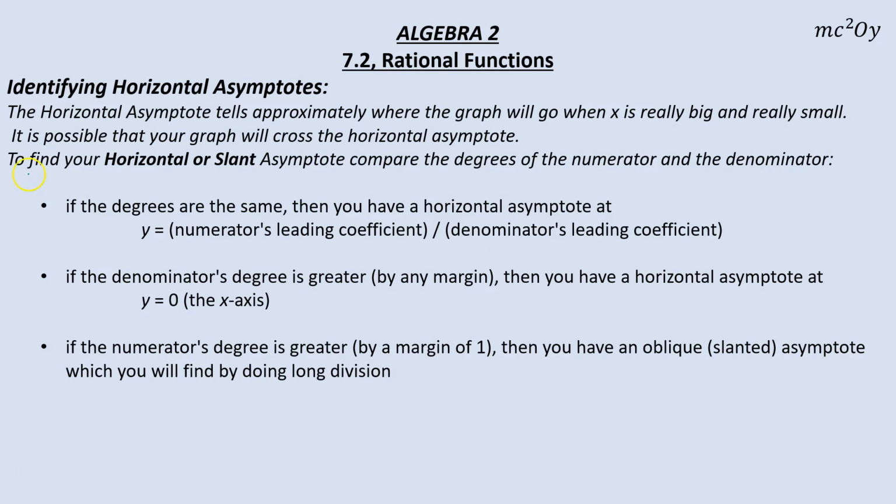Okay? To find the horizontal or slant asymptote, and notice I added a term now, slant, and I'll show you what that is. Compare the degrees of the numerator and denominator. And here are the rules. If the degrees of the numerator and denominator are the same, then the horizontal asymptote is at you divide the leading coefficients, and that gives you your horizontal asymptote. If the denominator's degree is greater by any margin, then the asymptote is going to be at y equals 0. And if the numerator's degree is greater by a margin of 1, then you have an oblique or a slant asymptote, which we have to use polynomial long division to find.